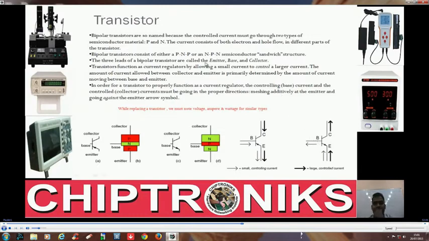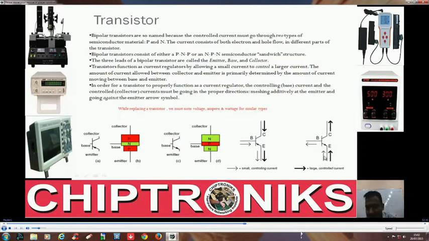In order for a transistor to function as a current regulator, the controlling current and the controlled current must be in the proper direction. Proper direction means the emitter current is equal to collector current plus base current in any type of transistor. Here this is a PNP, pointing in transistor. Here you see the emitter current is equal to base current plus collector current.